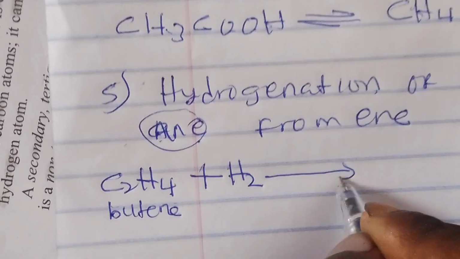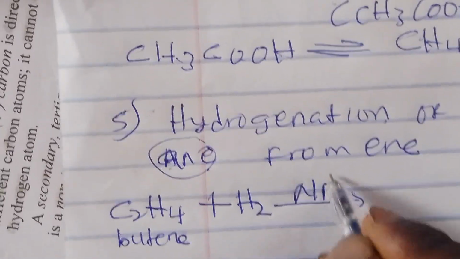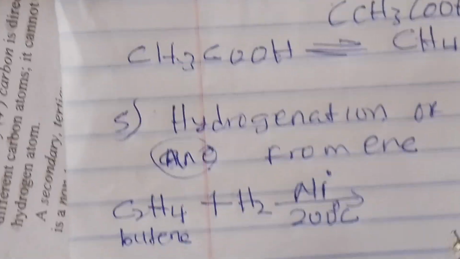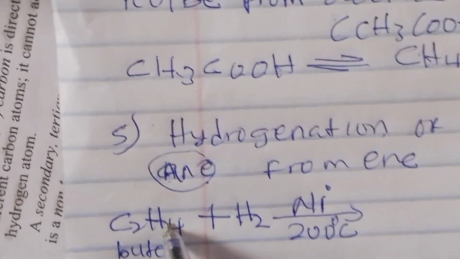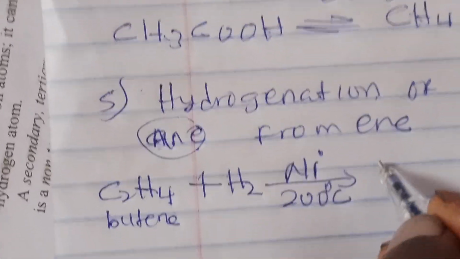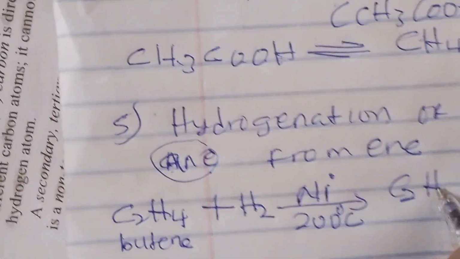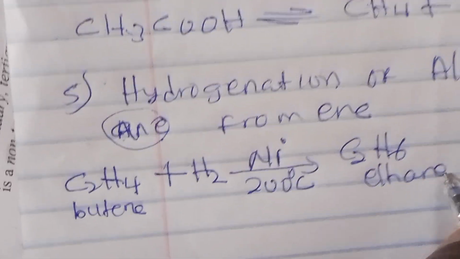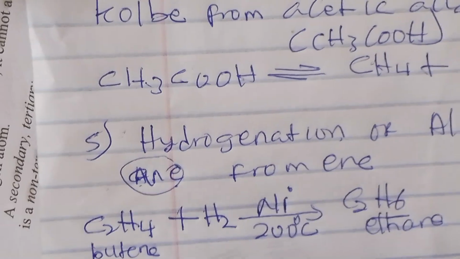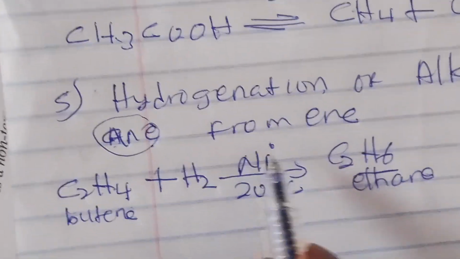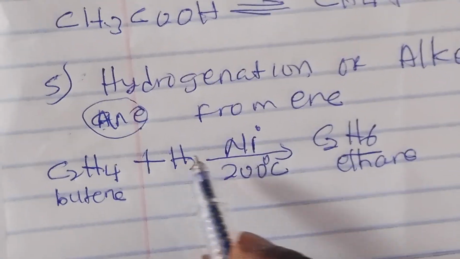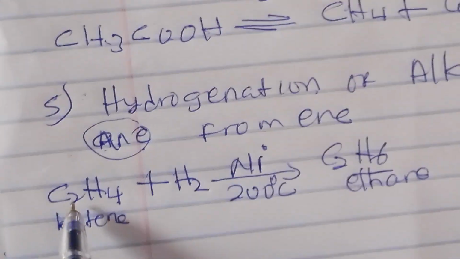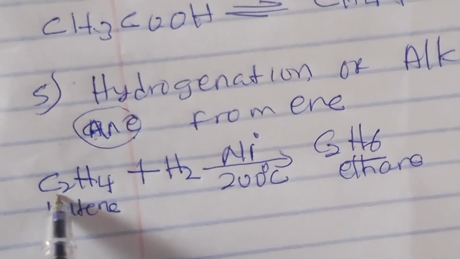You can't just add it like that. You must need a catalyst, nickel, and a temperature of 200 degrees C. So if you add a molecule of hydrogen to this one, what will it give us? It will give me C4H10. This one is called what? Butane, alkane. I prepare butane from butene by the hydrogenation of butene. Hydrogenation means addition of hydrogen.